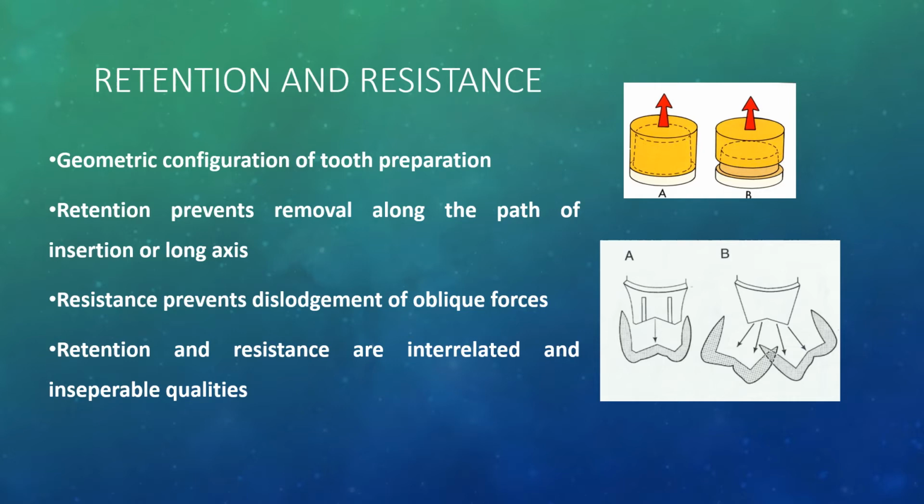When you know that in mastication, the different kinds of forces found on the occlusal surface of the tooth are not only directed along the long axis of the tooth, but there are also horizontal or oblique forces. So resistance form prevents the dislodgement of the crown because of the oblique forces, as you see in the picture. Picture A shows you the retention form and picture B shows you the resistance form.